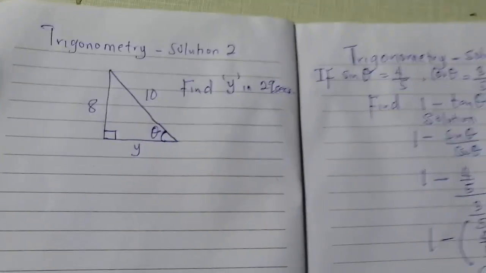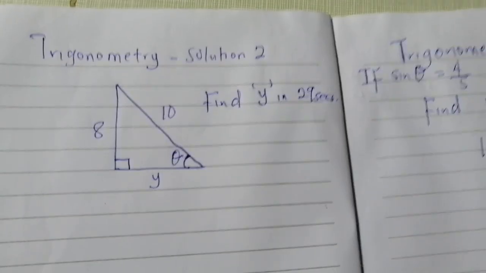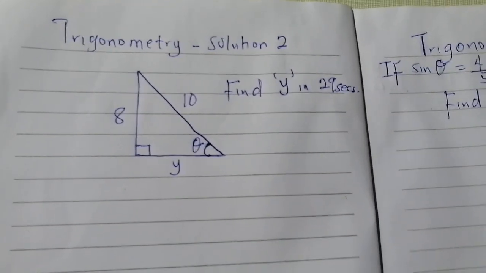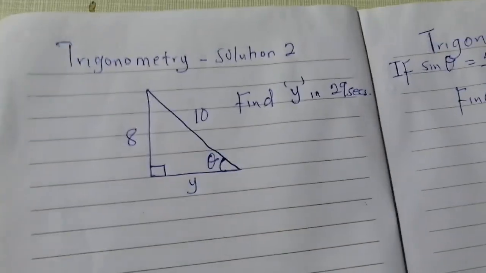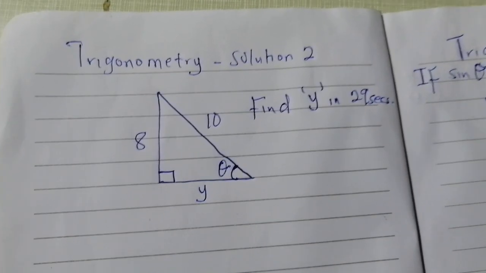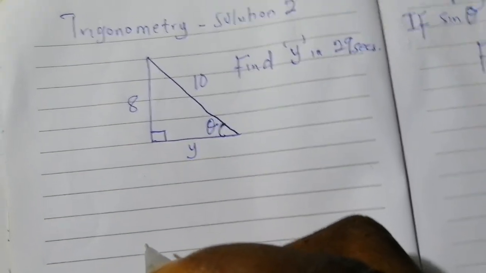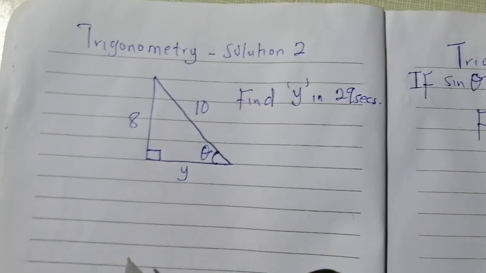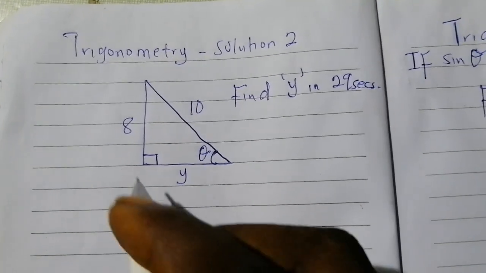That's trigonometry solution 2. This one is the second question shared. This is very simple as well. You have to find y in 29 seconds. I've told you Pythagoras theorem. If it's not a theoretical question, you don't need to waste your time. But let's assume it's a theoretical question.